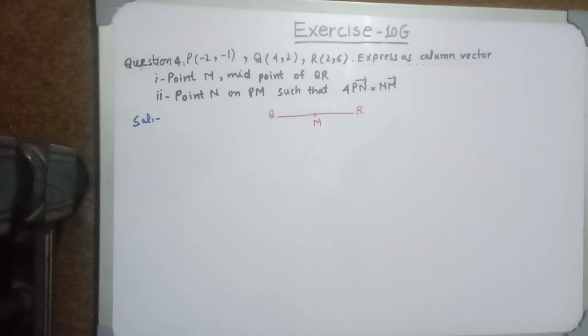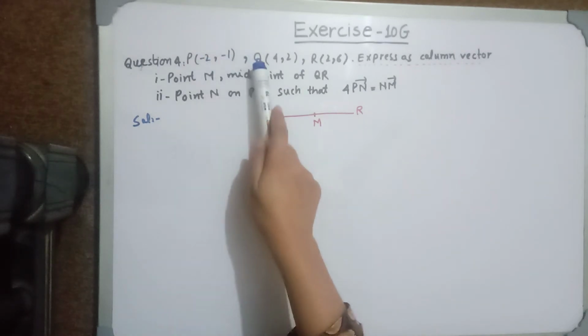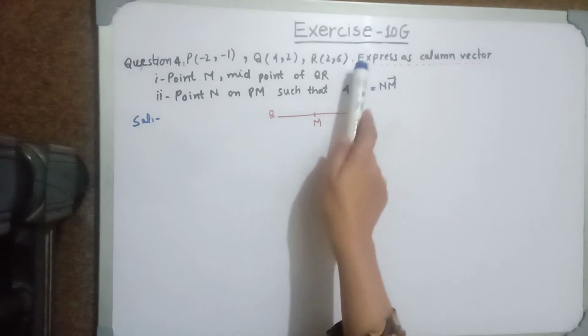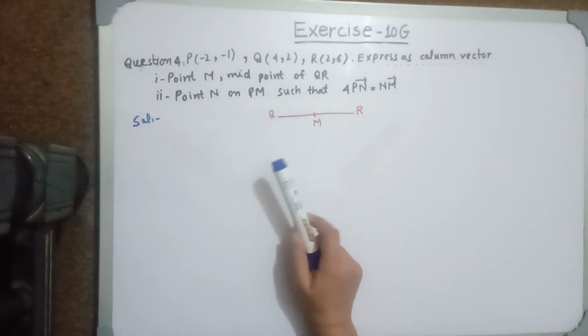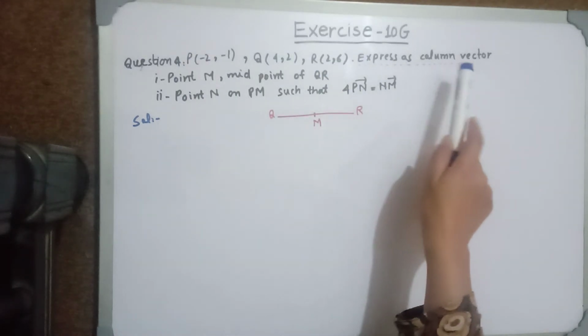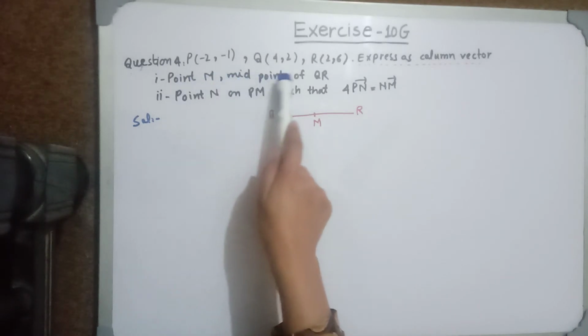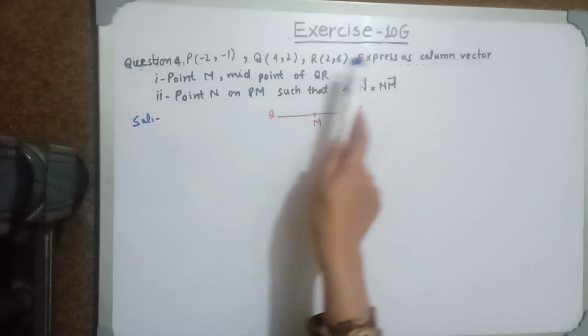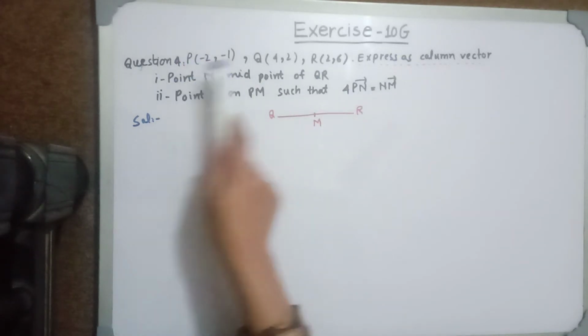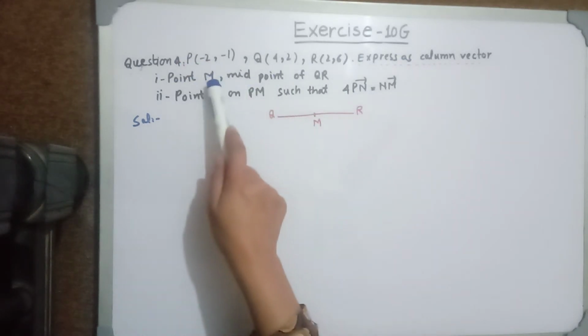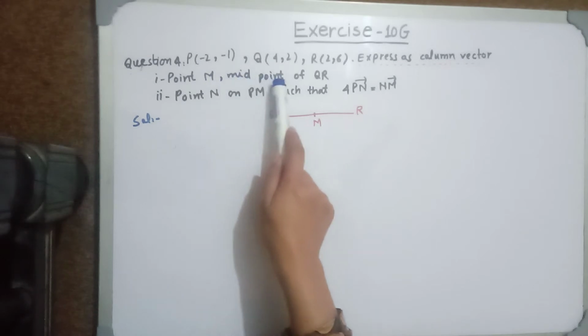The question states that there are 3 points P, Q and R and their coordinates are given, as you can see. Express as a column vector point M, which is the midpoint of QR. We need to express this point as a column vector, and this point is the midpoint of QR.